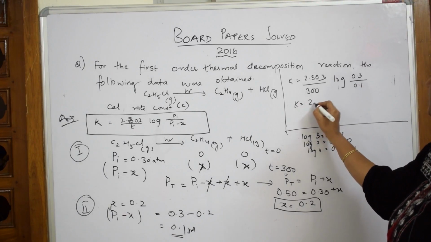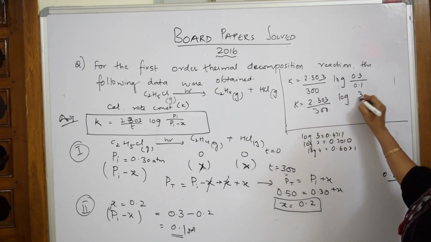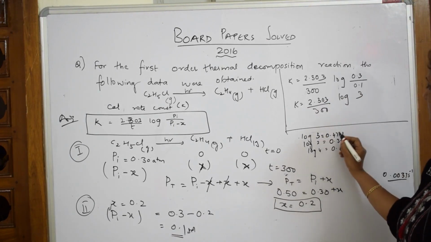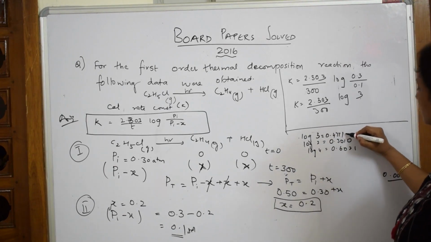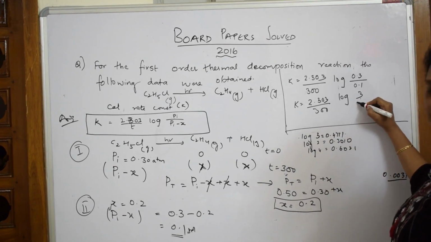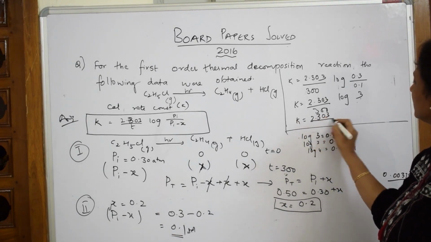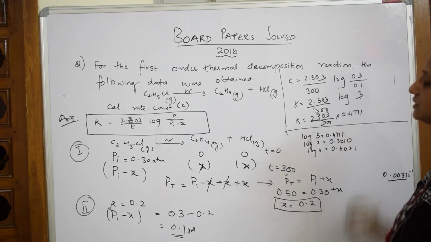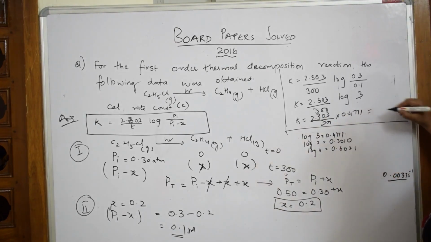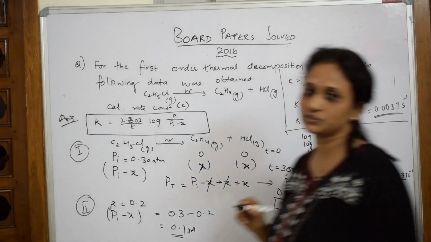So K is equal to 2.303 by 300 into log 3. This log 3 value is already given to you: 0.4771. So K is equal to 2.303 by 300 times 0.4771. Once you solve this, you get an answer of 0.0037 second inverse. That is the unit for your first order rate equation.